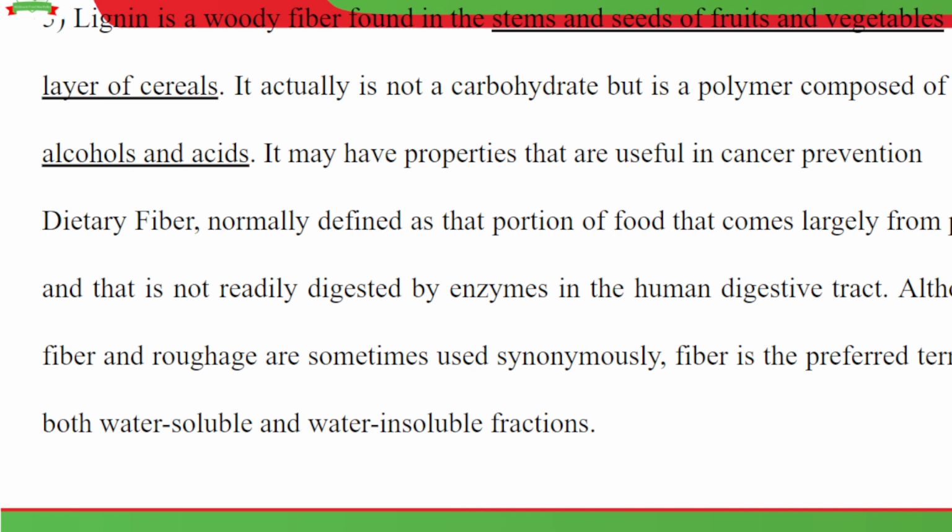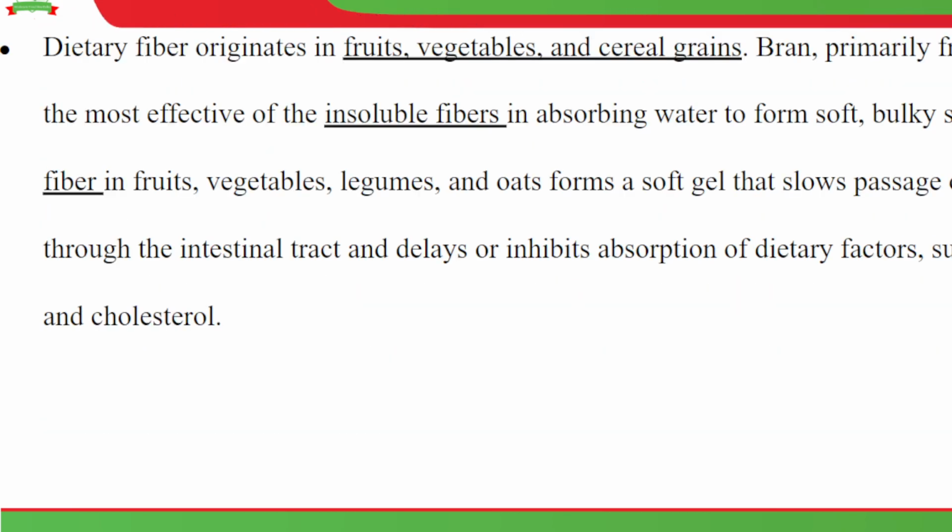Dietary fiber is normally defined as that portion of food that comes largely from plant cell walls. That's just re-emphasizing something we have talked about earlier. It is not readily digested by enzymes in the human digestive tract. Although the terms fiber and roughage are sometimes used synonymously, fiber is the preferred term and includes both water-soluble and water-insoluble fractions. So you get to understand the types of fiber right here. Dietary fiber originates in fruits, vegetables, and cereal grains.